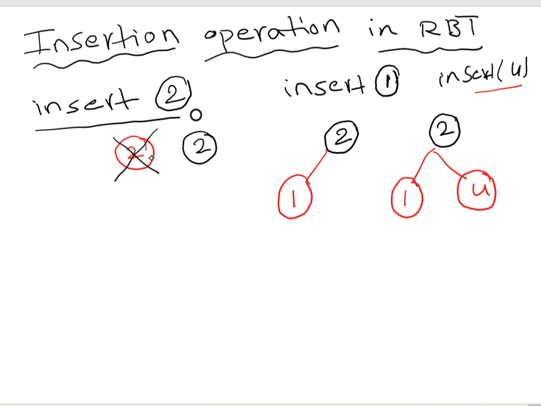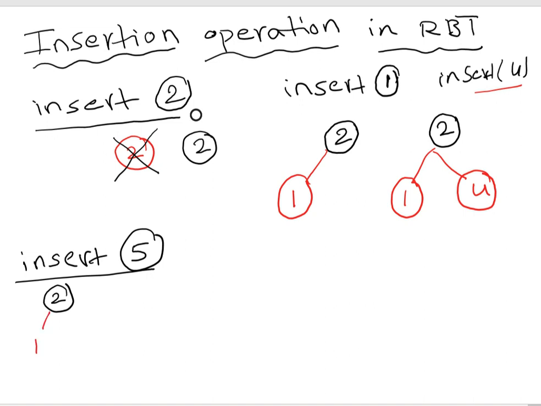Now I want to insert 5. Where will 5 be? Right side, sir. Right side means where? To the 4th node. Now how is the tree? The tree is like this now. So if you insert 5 here, is it right?